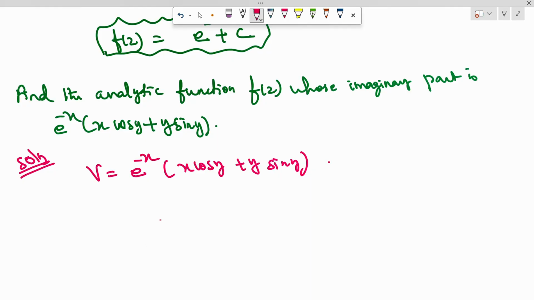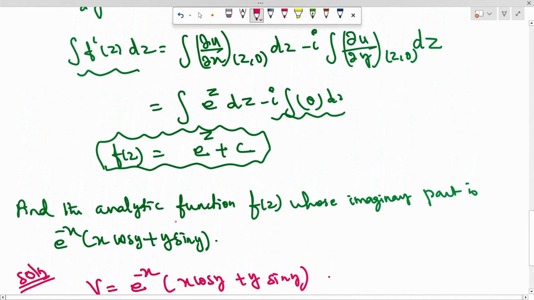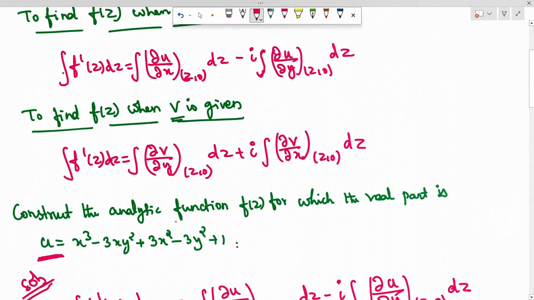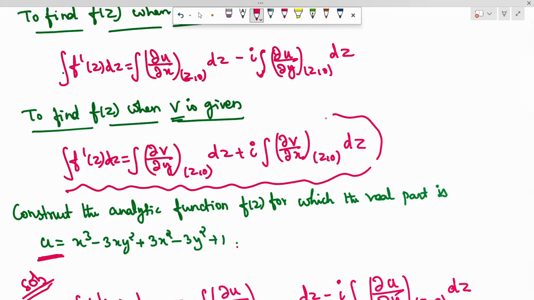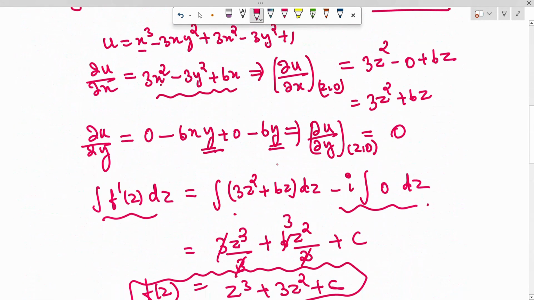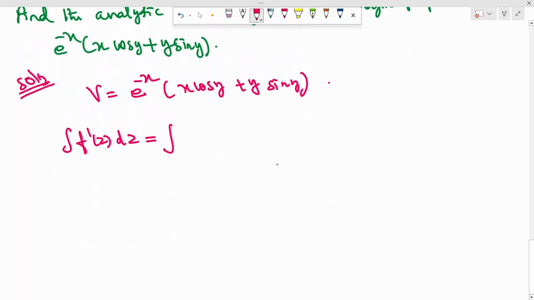We know that the formula to find f of z when v is given. First, write the clear Milne Thomson formula here. Integral of f dash of z dz is equal to integral of, we know that the formula as we discussed earlier, look at this one. This is the formula. Okay, here in the first term, dou v by dou y of z comma 0 is there. In the second term, dou v by dou x term is there.